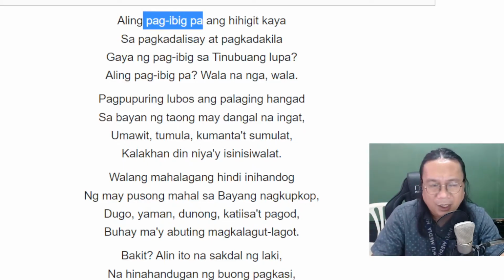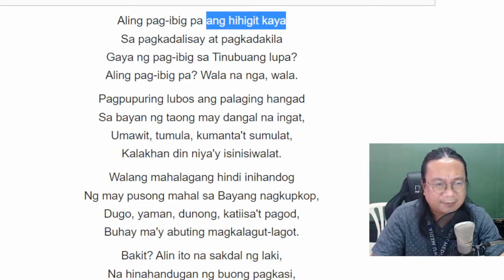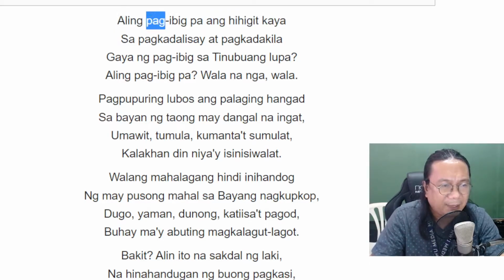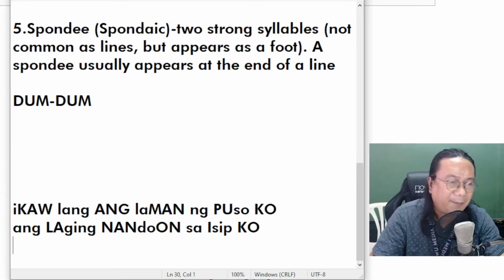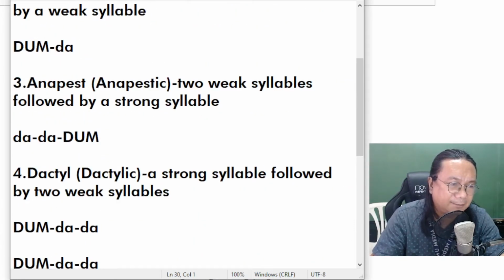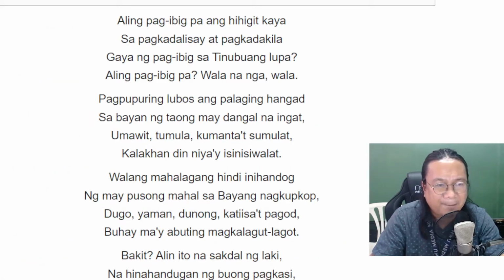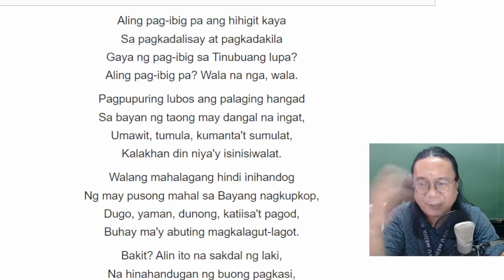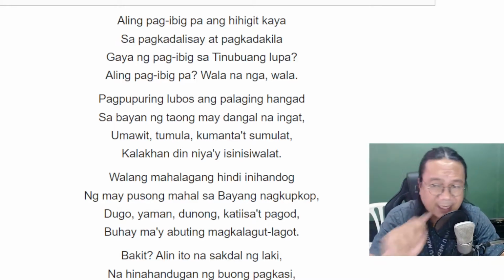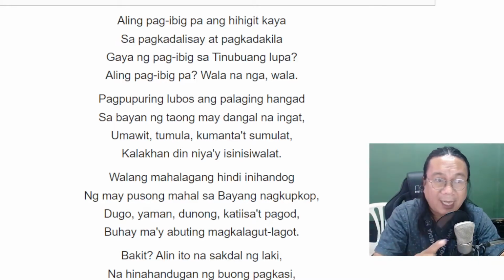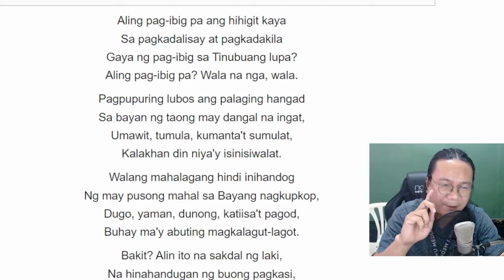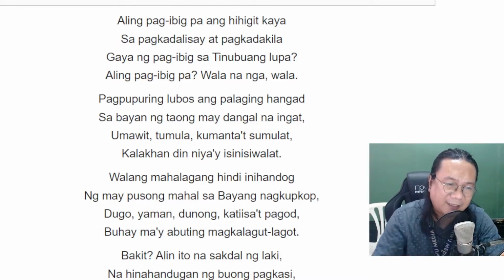Tadam-dam-dam. Ang hihigit kaya? Aling pag-ibig. Pag-ibig, pag-ibig. So when we say pag-ibig, what's that? Pag-ibig. It's damdada, it's dactylic. Aling pag-ibig pa ang hihigit kaya. So if we notice, it's 12 syllables per line, and per stanza there are 4 lines.